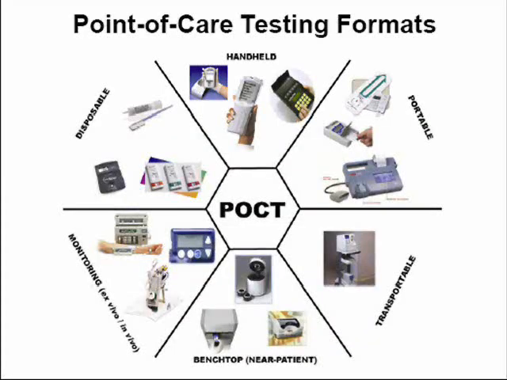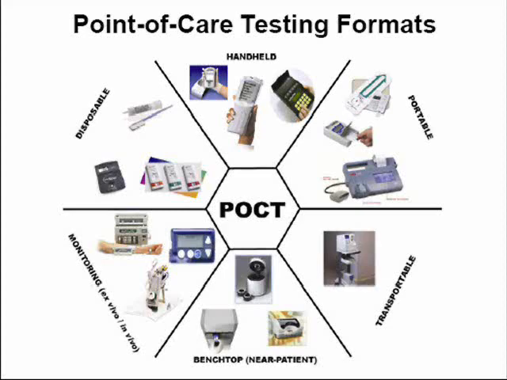This slide shows a variety of point-of-care testing devices, specifically their formats. You see handheld, portable, transportable, benchtop, monitoring, and disposable devices. Starting at the top with handheld devices, these devices are small enough to fit in one's hand, as the name implies. They are usually battery operated. They may be strip or cartridge based for sample testing.